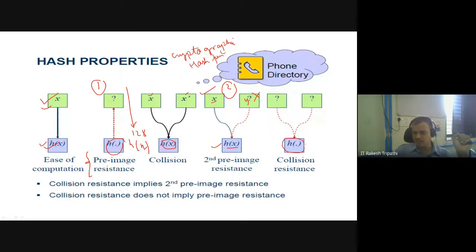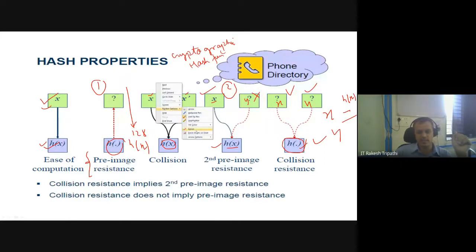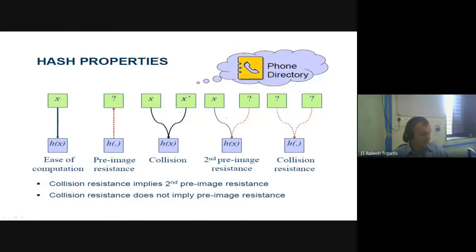If this is given to you, it is very difficult to find two values X and Y that give the same hash. It is called hash collision. So what you expect from a hashing function is that it should be very difficult to find two values that give the same hash.